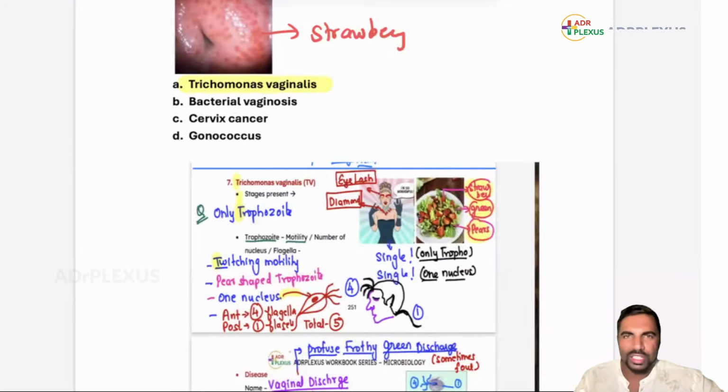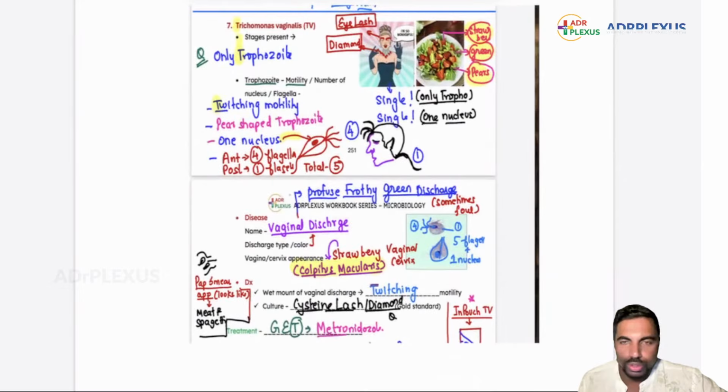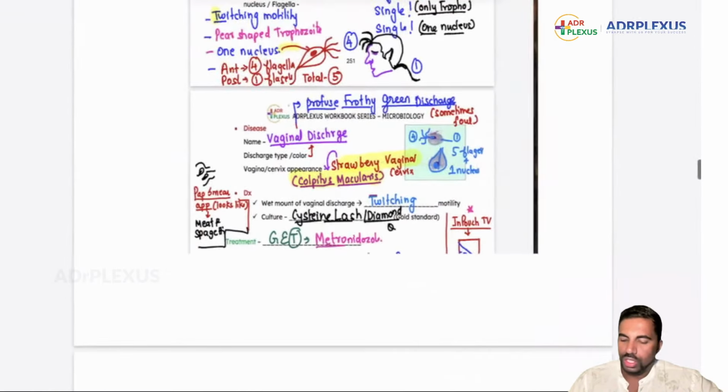Easy. Bacterial vaginosis is not this. It's all discharge, it's the type of discharge we talk about there: thin grayish discharge. Cervical cancer is different, not at all included. Gonococcus will not come here, gonococcus usually has cervical discharge. So here it all points directly to Trichomonas vaginalis. Also remember the vagina is called colpitis macularis, or strawberry vagina, we told. A different type of strawberry we discussed. Profuse green frothy discharge, that's always expected.